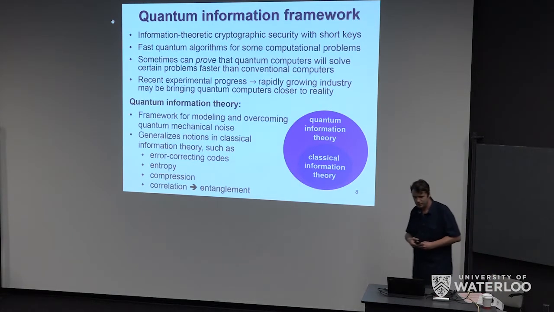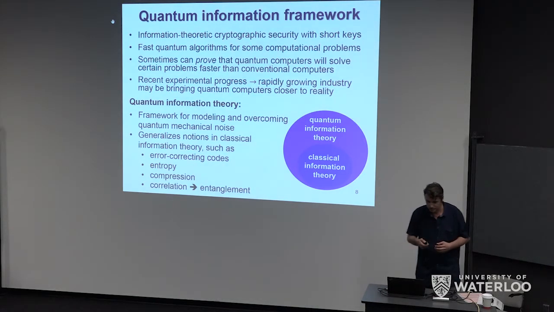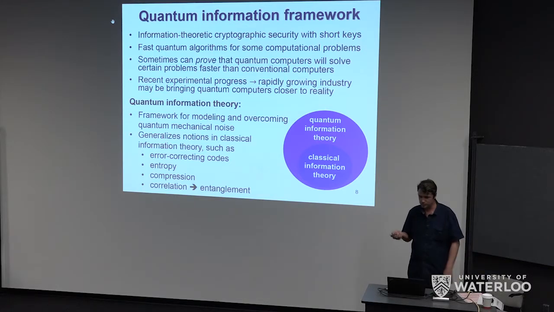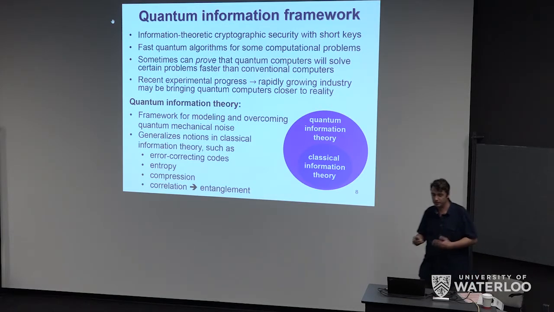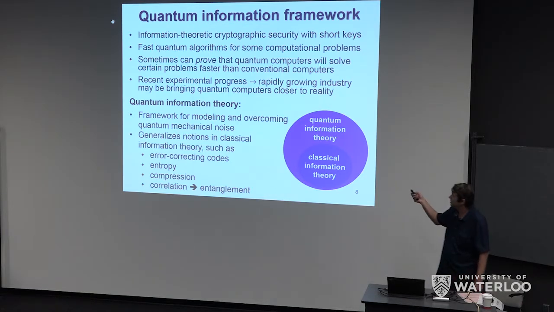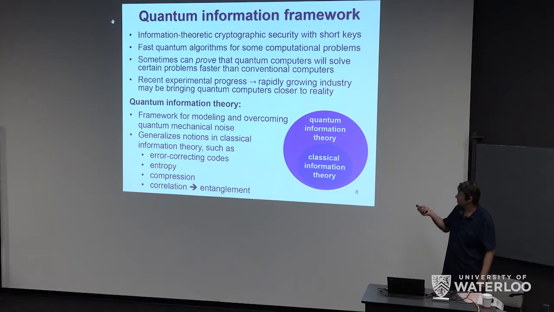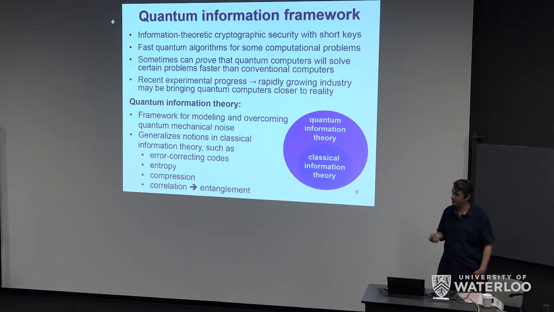Inherently, these types of computations are probabilistic. And it's a generalization of probabilistic computation. In the way that the quantum information framework works, we'll study various things that arise in that setting, such as we'll see that you can achieve information theoretic provably good security with short keys, that there exist known fast quantum algorithms for some computational problems, such as factoring. And in some cases, we even have the ability to prove that quantum computers can solve certain problems faster than conventional computers, at least in certain models.